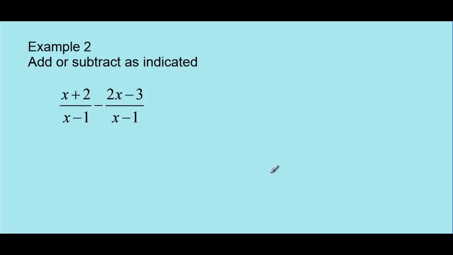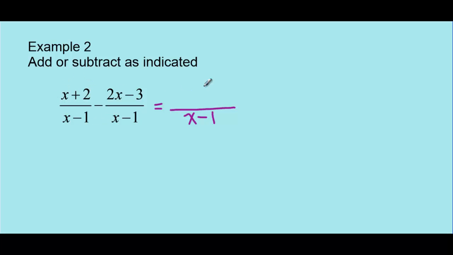Here's an example where the subtraction will come into play. We have x plus 2 over x minus 1. Subtract 2x minus 3 over x minus 1. Our denominators are already common, so this is going to be pretty easy to write out as our common denominator, x minus 1. But where we have to be careful is the subtract sign in between.